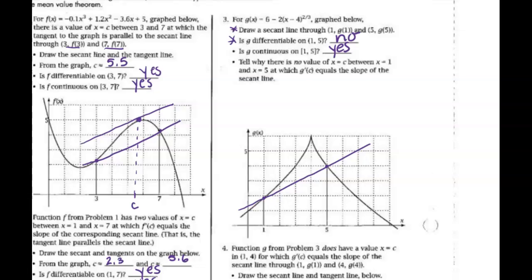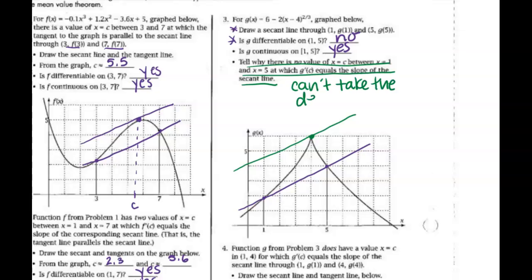And the reason why is because if you try to draw a line parallel, what happens is it ends up going right through that cusp. So that's the point C, but you can't take the derivative at a cusp. So why is there no value of x equals c that works, where the derivative equals the slope of the secant line? Because you can't take the derivative at a cusp. Okay? So again, this is graphically why MVT does not apply.